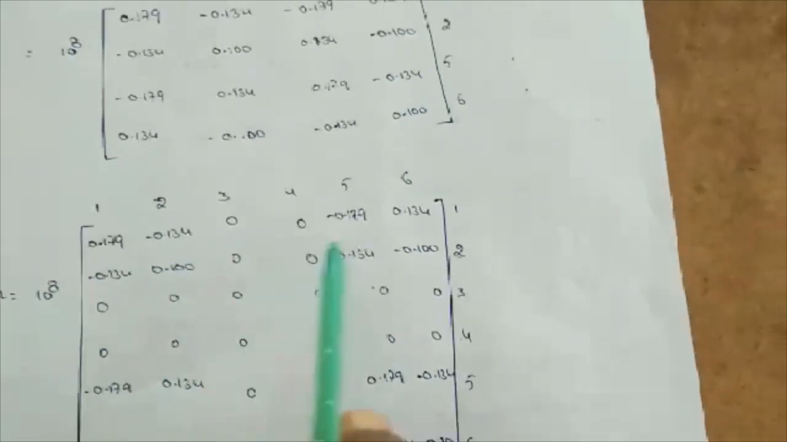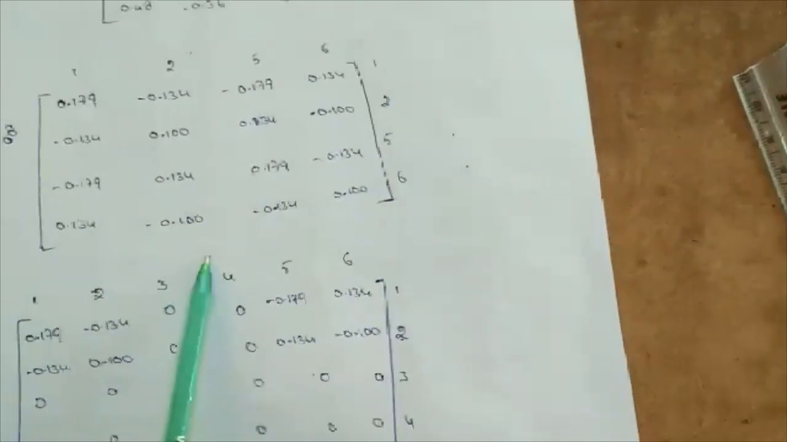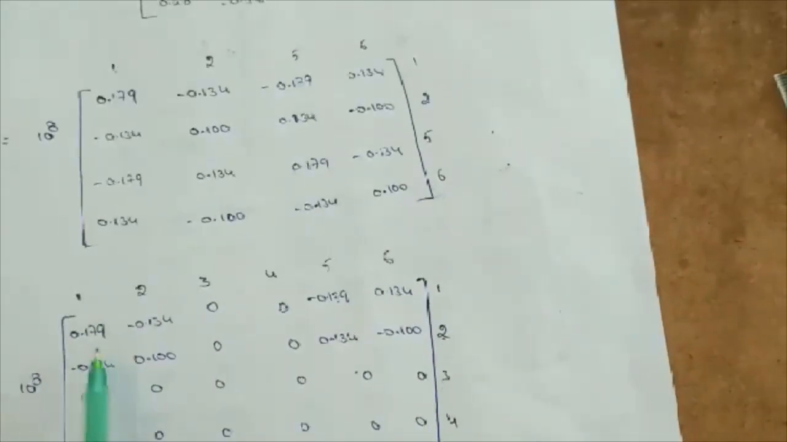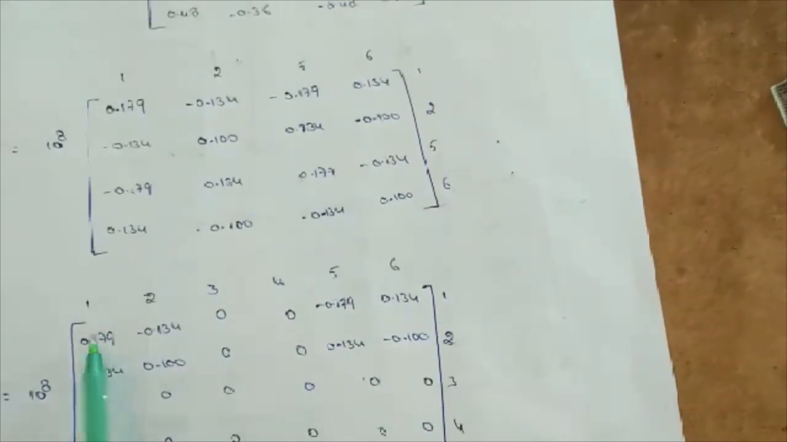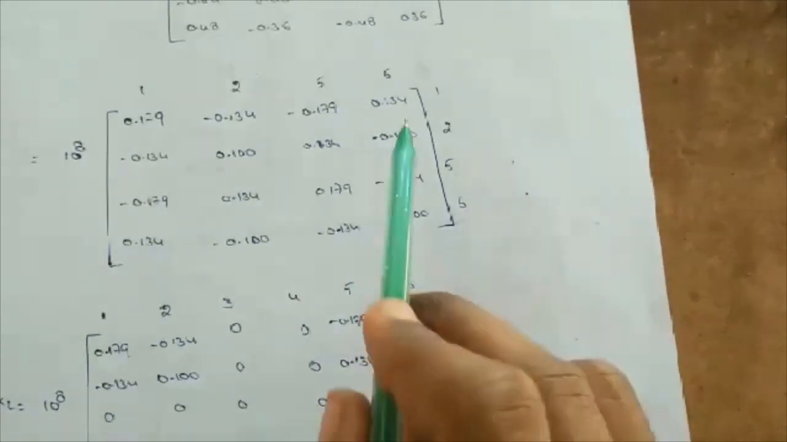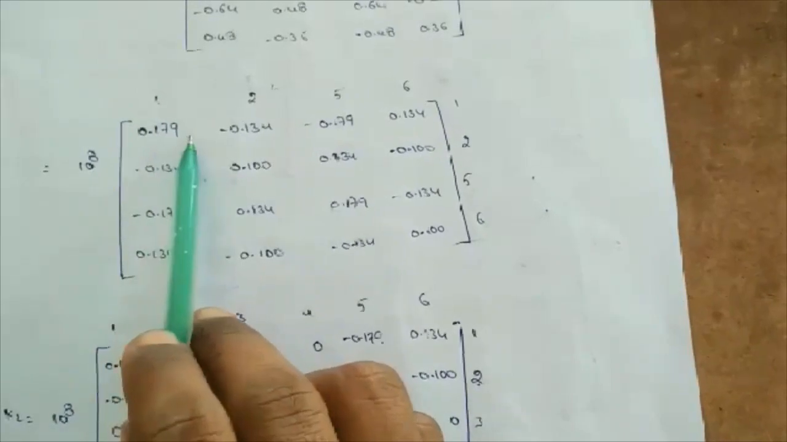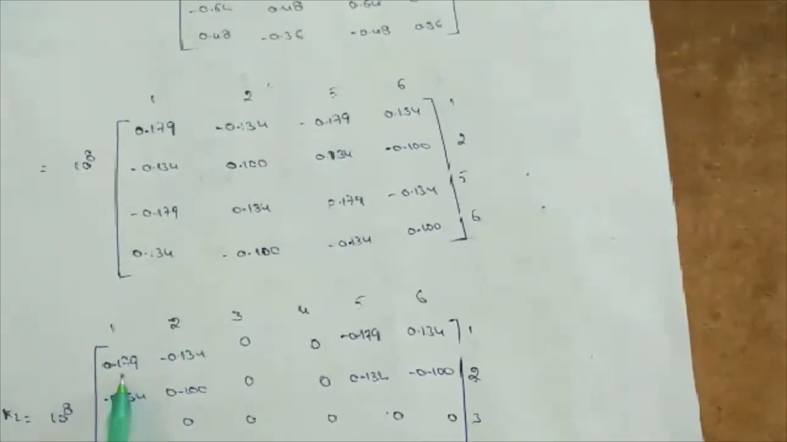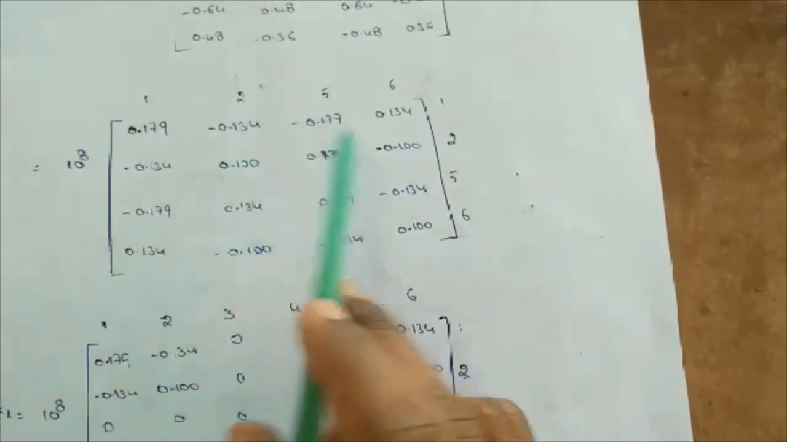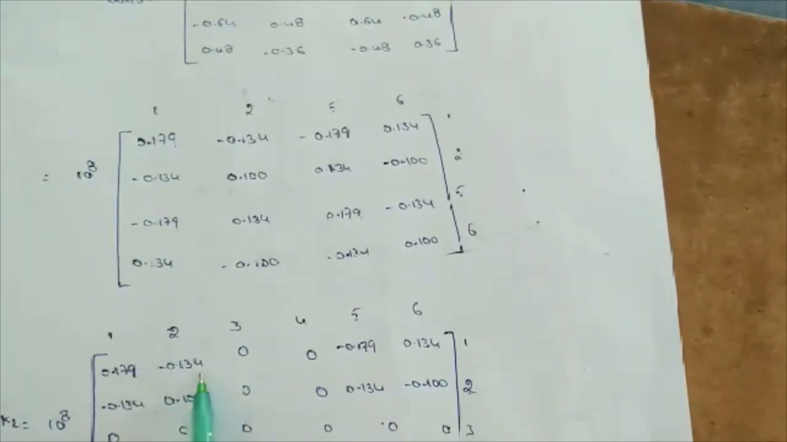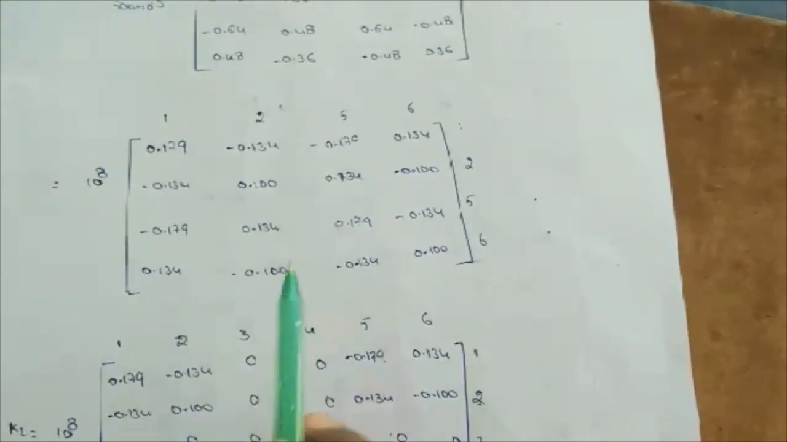Here this is the 1 1, first column first row. Where is the 1 1? Here this is the 1 1, 0.179. You have to keep it like this. Similarly 2 1 is minus 0.134. Similarly keep all these values in this matrix at their respective positions.